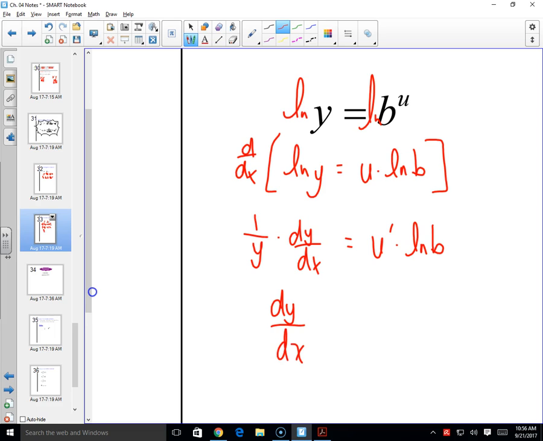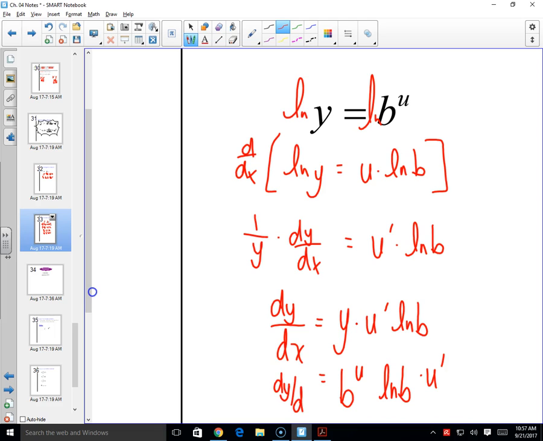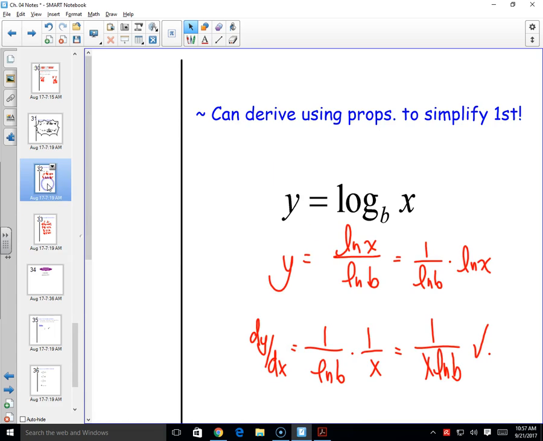This is really good with anything implicit. I move the y, but I'm not done until I plug it in. So I end up with b to the u, and most of you like u prime at the end, so then ln of b. Is that the derivative for b to the u? Yes. I thought it was like 1 over. No, that's the log one. But think, we should know this, because what's the derivative of ln? 1 over. Any log, 1 over.